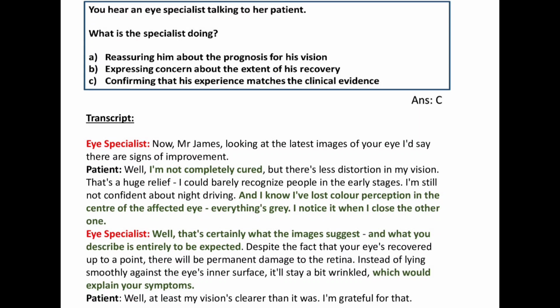Reassuring that the prognosis for his vision is not given, although he stated in the first line, but later conversation or building up of the information is not stating that. Expressing concern about the extent of his recovery, there is nothing like concern, but he explained what the patient stated in detail with evidence. So this confirms option C.